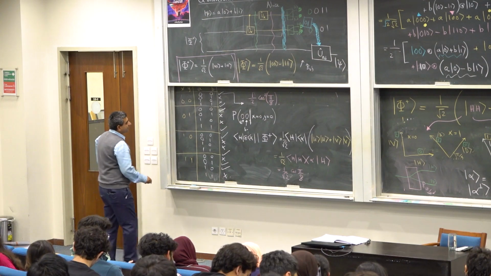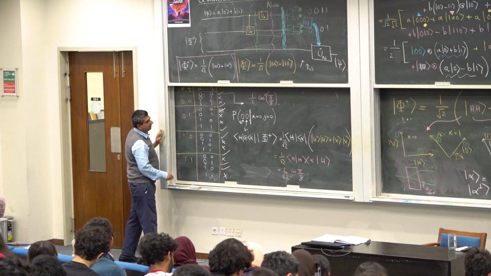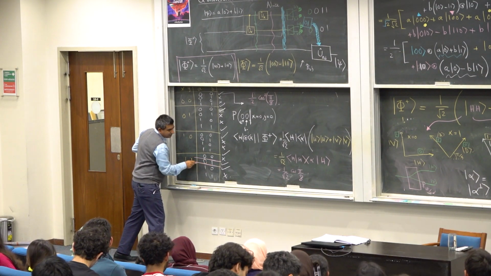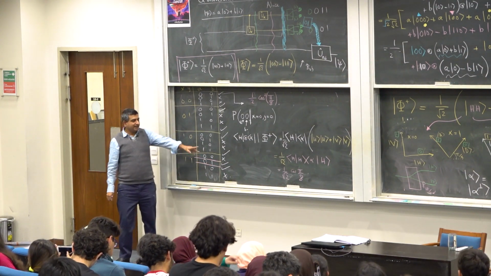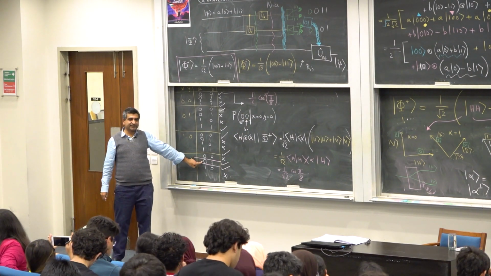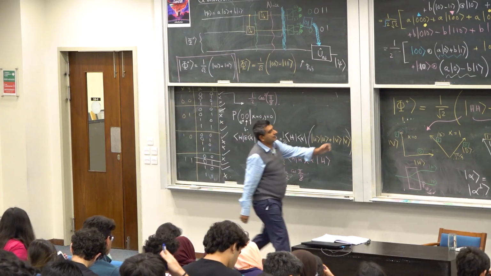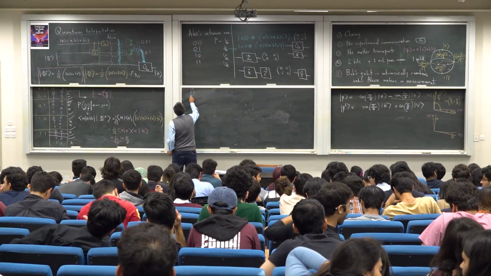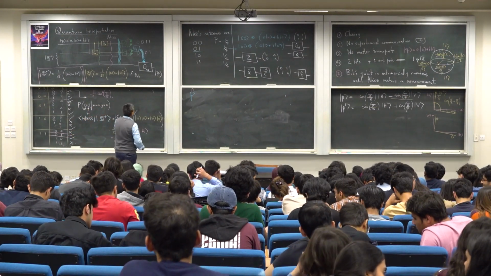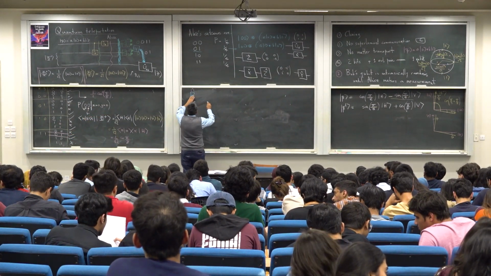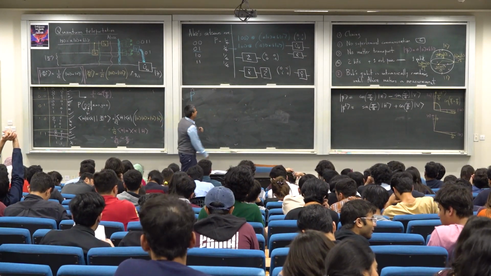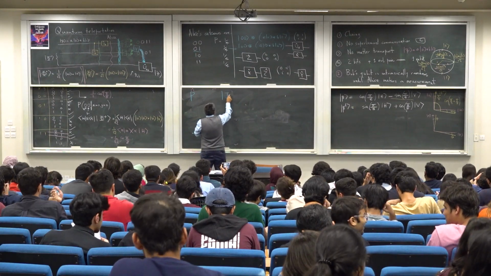Now let's look at another term. Let's do a similar calculation for one of the terms at the bottom. Let's look at this success term and calculate the probability for this term. So let's first calculate the inner products.